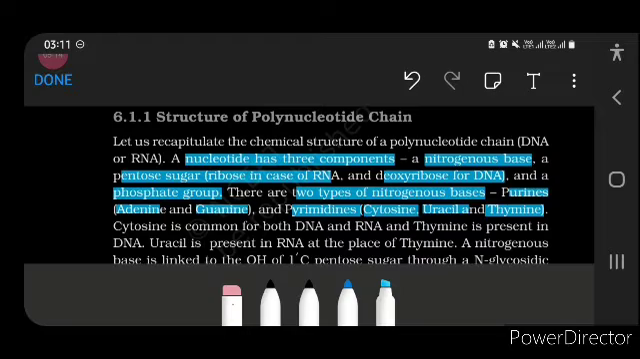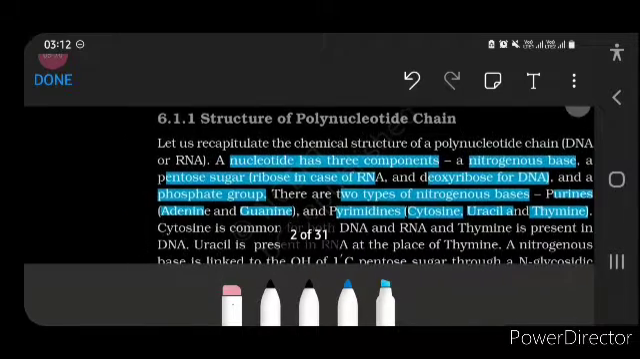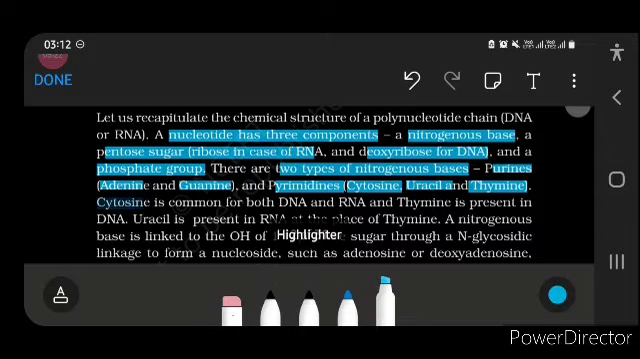Cytosine is common in both DNA and RNA, and thymine is present in DNA. Uracil is present in RNA at the place of thymine. A nitrogenous base is linked to the OH of the first carbon of pentose sugar through N-glycosidic linkage to form a nucleoside.